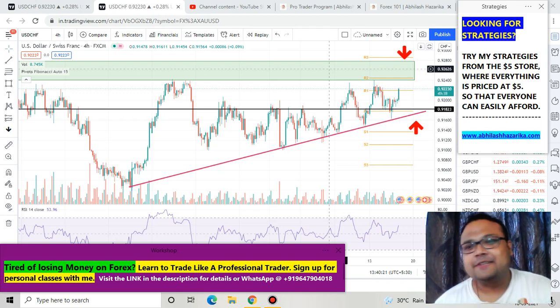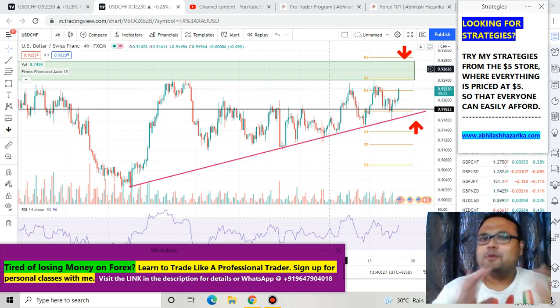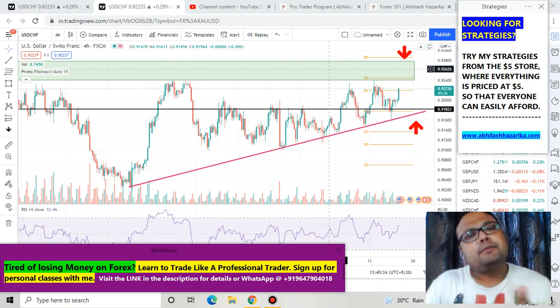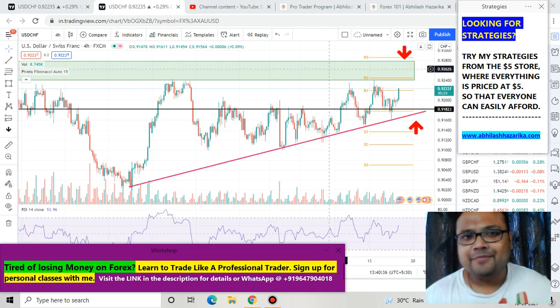So let's get started. This is the 4 hour chart of USDCHF in front of us right now, and as you can see, I have many lines drawn on the chart. Let's try to understand what is going on in the chart of USDCHF, then we'll jump to the strategy part.